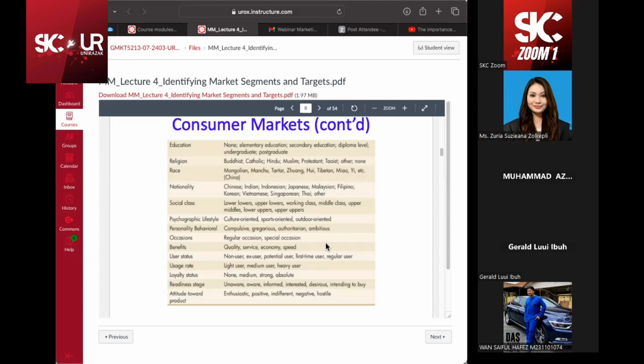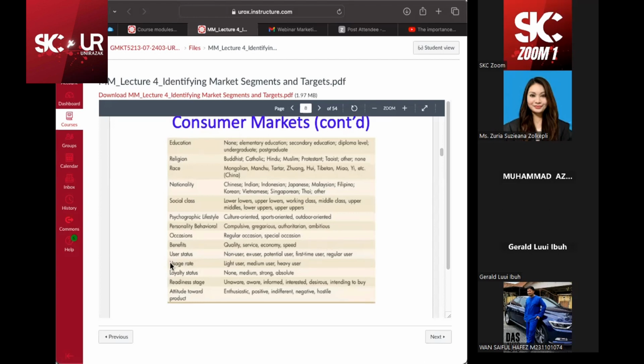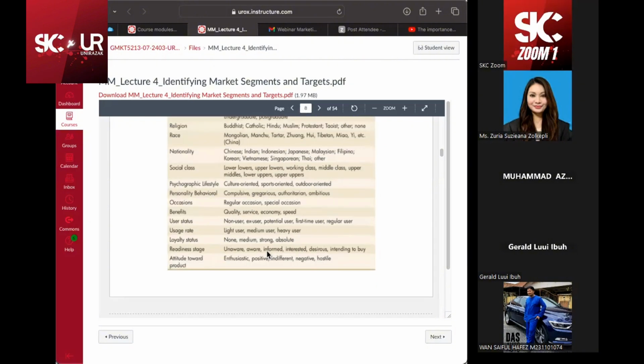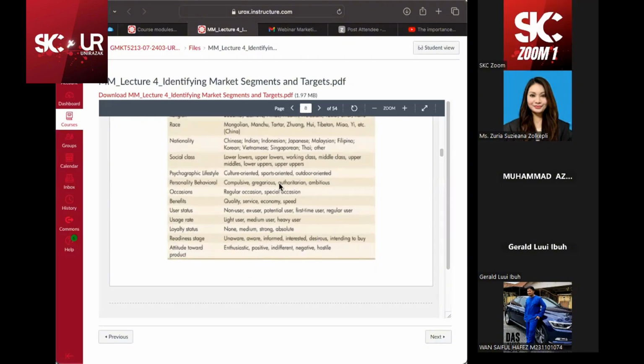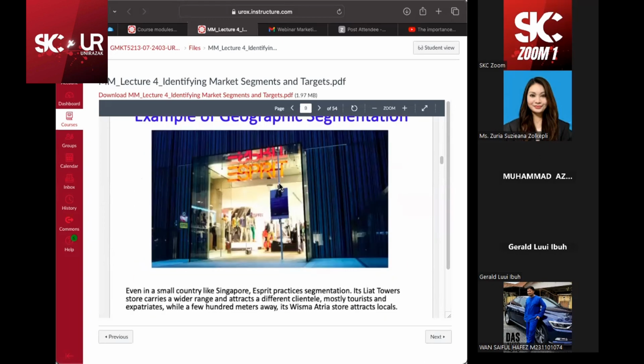Okay. Others like to play games and so on. So I don't need that. It's because of the usage rate. My buying behavior is affected by my usage rate.